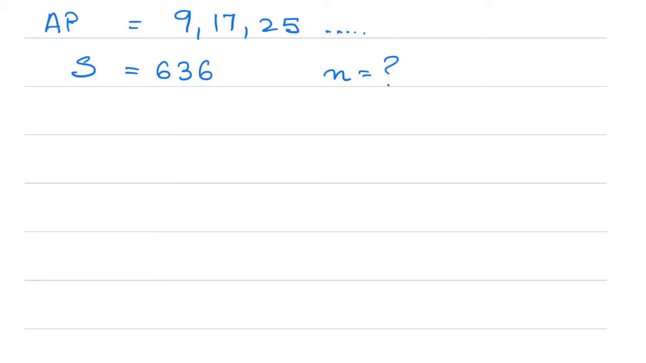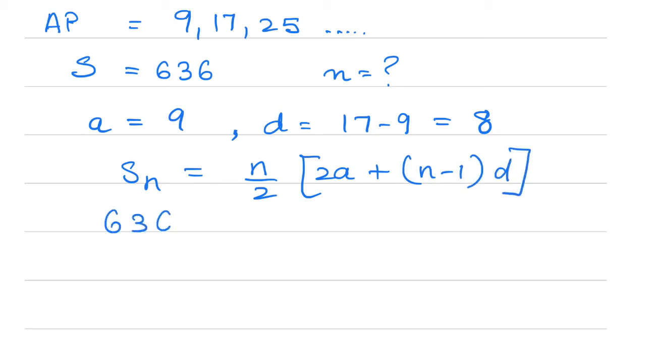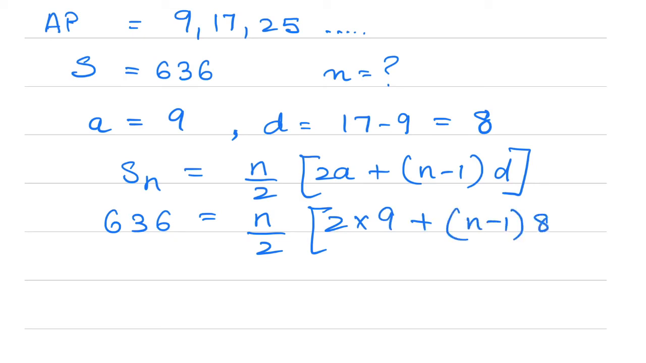So from this we know A is equal to 9 and D is equal to 17 minus 9, so we have 8. Sum of n terms is equal to n by 2 into (2A plus (n minus 1) into D). Sum of n terms is 636, which is equal to n by 2 into (9 plus (n minus 1) into 8).